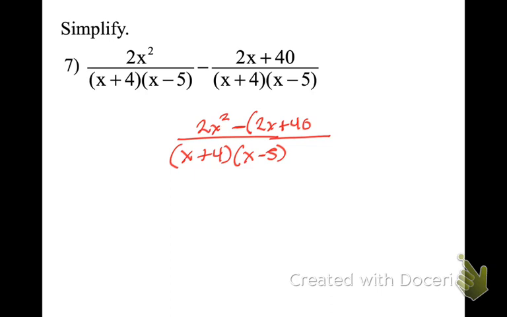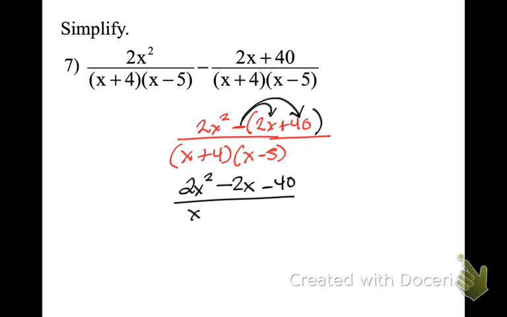So, now what do I do with the numerator? So I end up with 2x squared minus, right? We have to distribute it to both. Minus 40 all over x plus 4 times x minus 5. I need you guys quiet, please. Okay, how would I factor that numerator now?